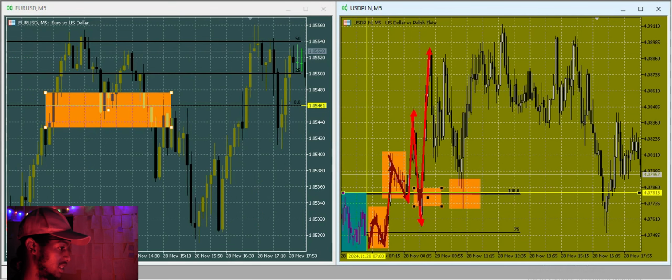So with that said, I'd say that's pretty much all the basics with the correlated pairs. There is more information that I will be providing in the next videos, but this is how to use the Asian range and how to use correlated, or more specifically negatively correlated pairs, to initially predict the market or get a bias for the day or for the week, depending on how you use the strategy.